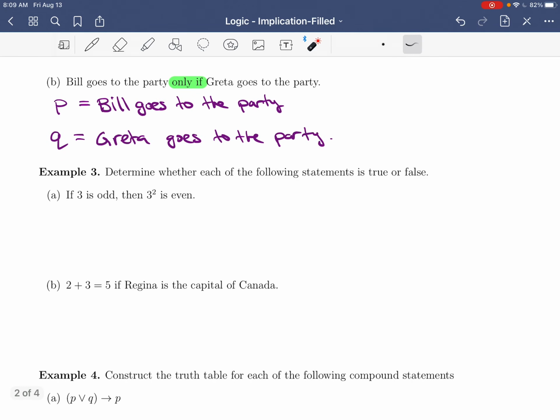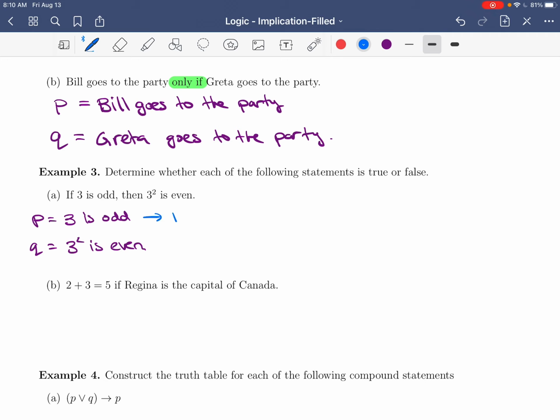Okay, now here we want to determine whether these statements are true or false, and I hopefully picked things that you know the truth values for. So the first one: if 3 is odd, then 3 squared is even. So the premise is 3 is odd, and the conclusion is 3 squared is even.